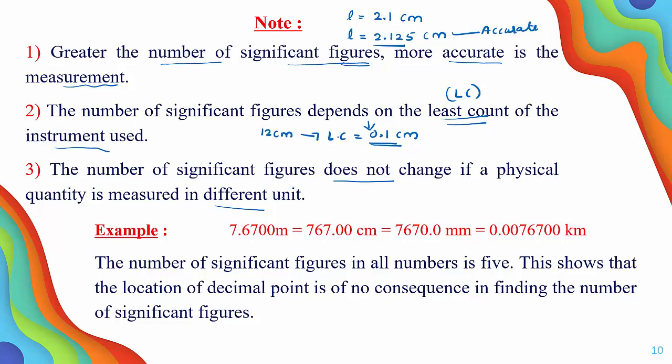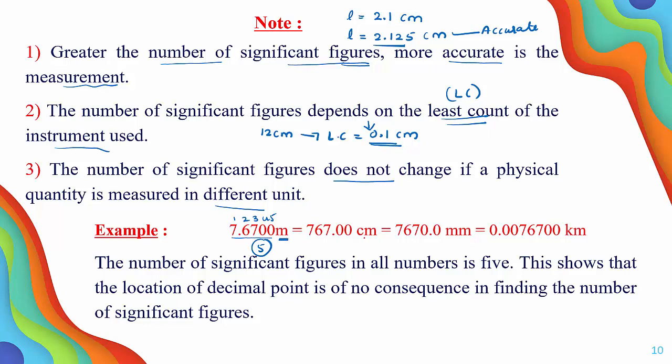For example, the number is given, 7.6700 meter. Now tell me how many significant figures are there here? 1, 2, 3, 4, 5. Totally there are 5 significant figures. This is in terms of meter.